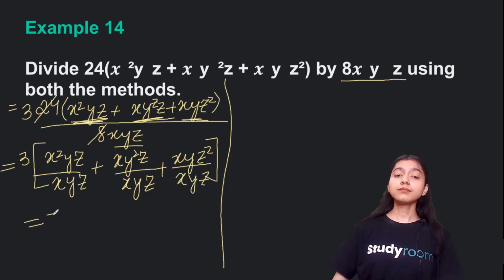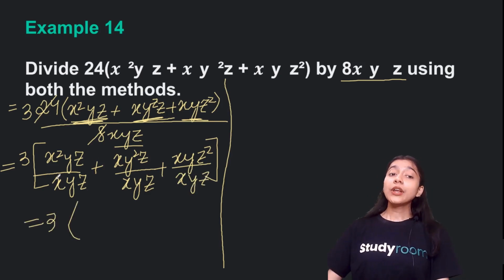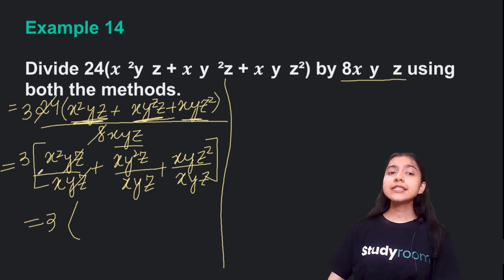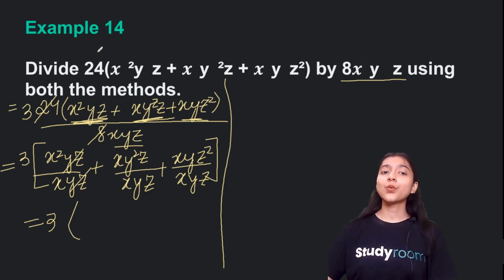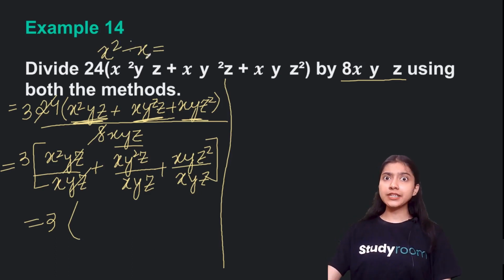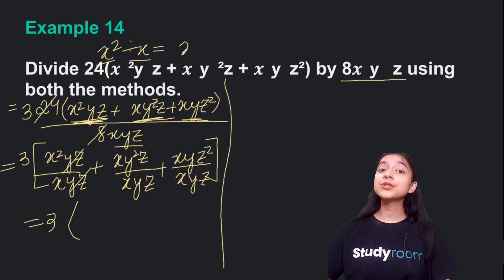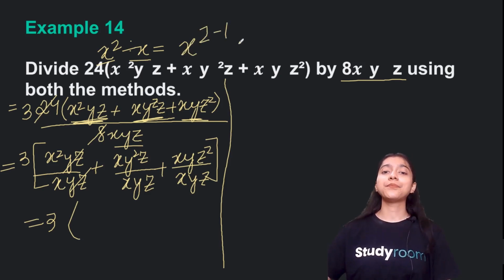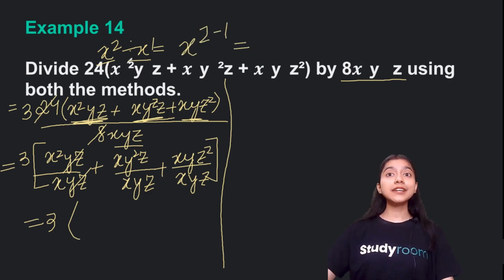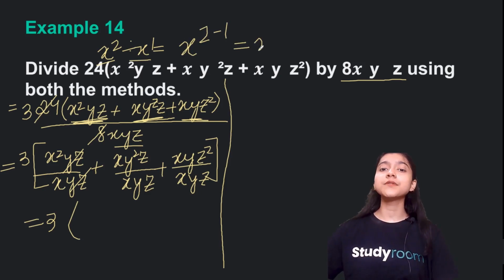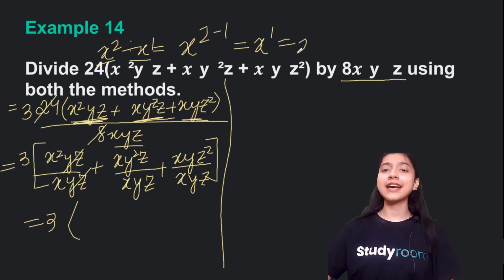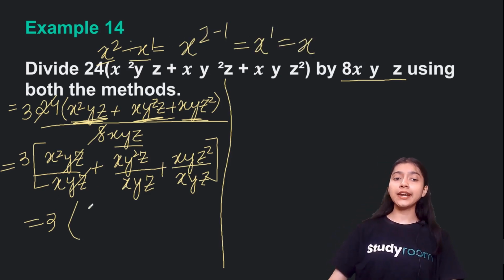Now, 3 is outside. When we divide x square yz with xyz, first of all, yz will get cancelled out with yz. Now, what is x square divided by x? Do you remember exponents and powers? When bases are same and they are divided, their powers will be subtracted. So x to the power of 2 minus 1 gives us x to the power 1, which can be written as x. So from the first term, we get x.